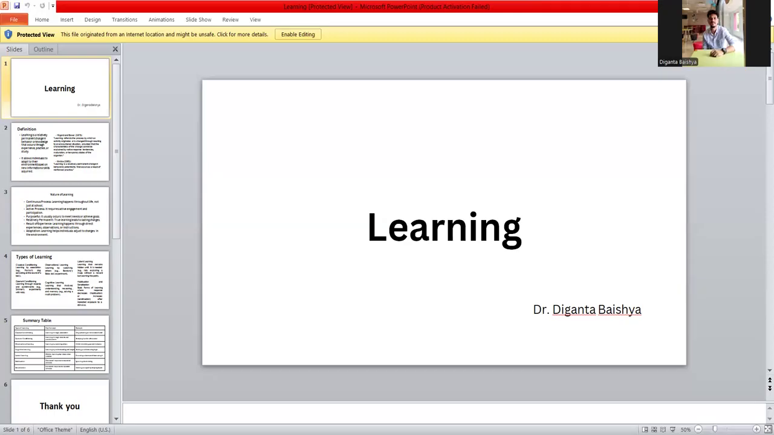According to this theory, learning happens through reinforcement, that is, reward and punishment. Behavior is strengthened if followed by a reward and weakened if followed by punishment. One example is a student who studies harder after receiving praise for good grades or good marks.